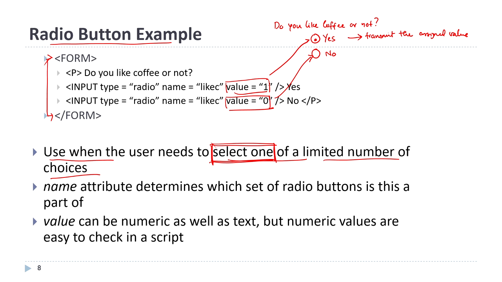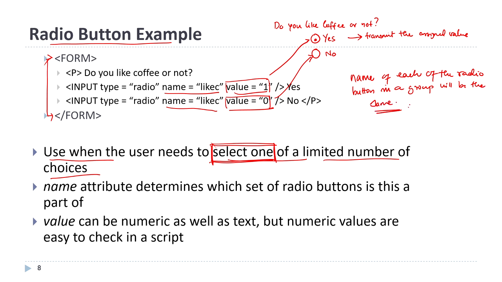The name attribute of the radio button determines which group of the radio button it is part of. So, if you look into this, each one of the radio buttons will have different values associated with it, but the name of all of them will be the same. So, the name of each of the radio buttons in a group will be the same.